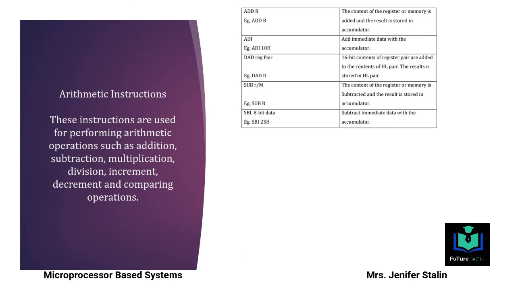The next type of instruction is the arithmetic instruction. These instructions are used for performing arithmetic operations such as addition, subtraction, multiplication, division, and also for increment, decrement, and comparing operations. First we can see some addition and subtraction operations. ADD R. ADD stands for addition, R is for a register. The example is ADD B.